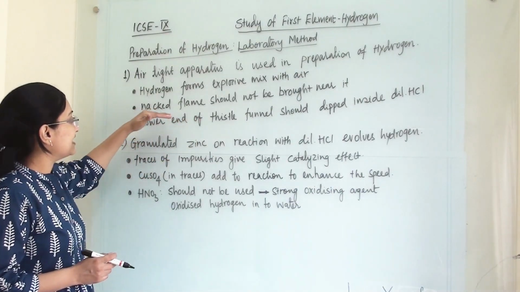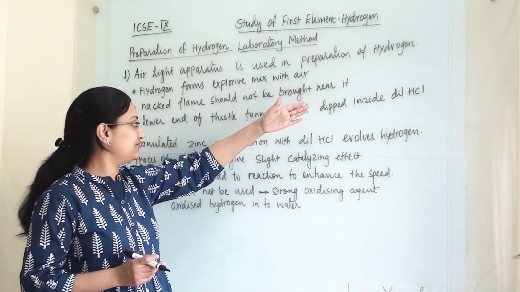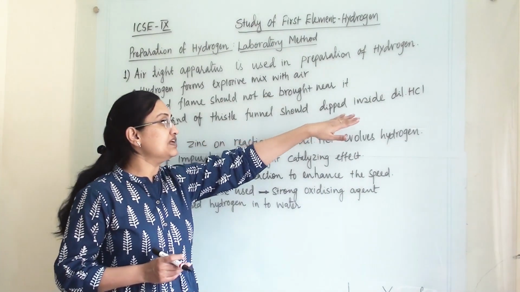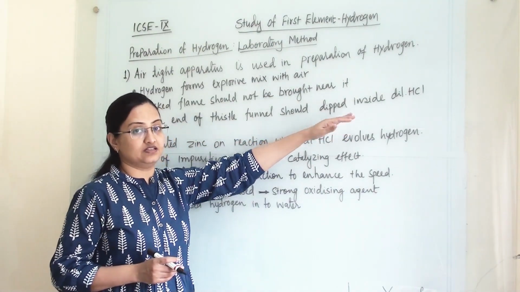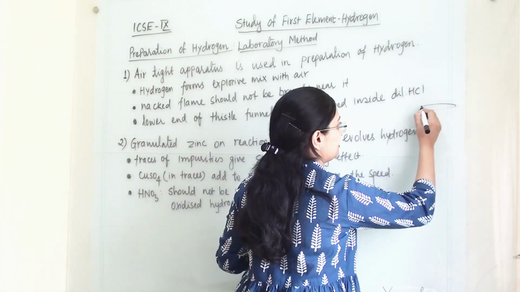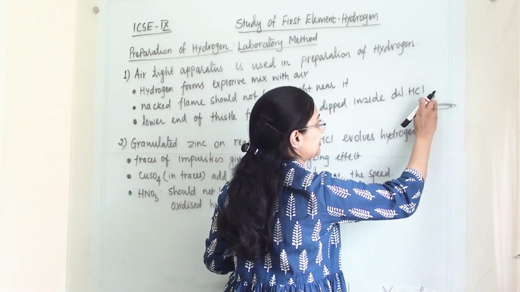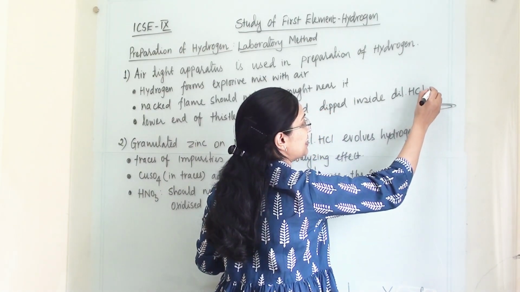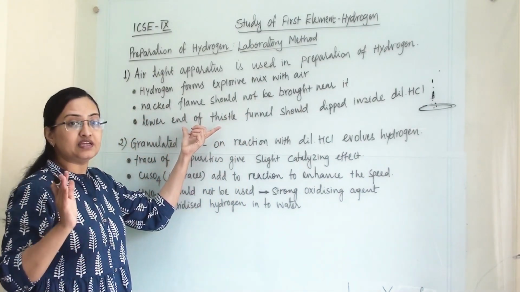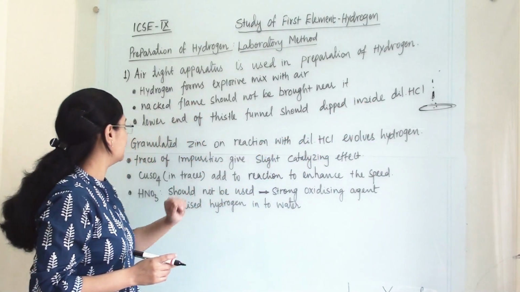Then second, a naked flame should not be brought near it because hydrogen is highly flammable. Then the lower end of the thistle funnel should be dipped inside the dilute hydrochloric acid. Why? Because if the thistle funnel end is somewhere above the dilute hydrochloric acid, then hydrogen gas may escape through that thistle funnel. So our yield will be less. So that's why it should be dipped inside the hydrochloric acid.